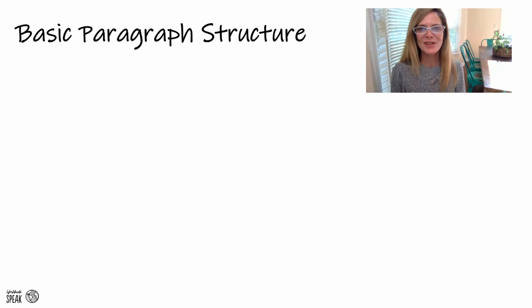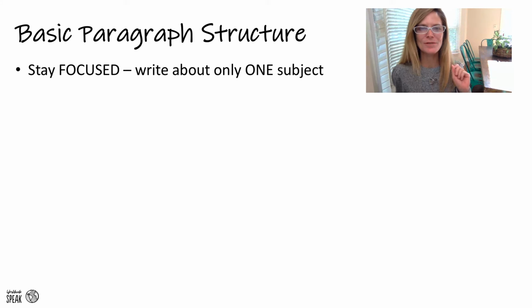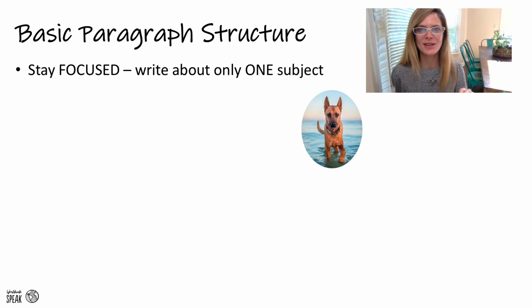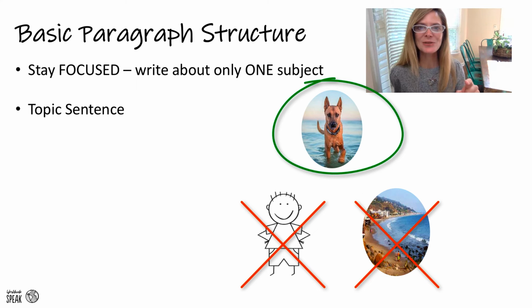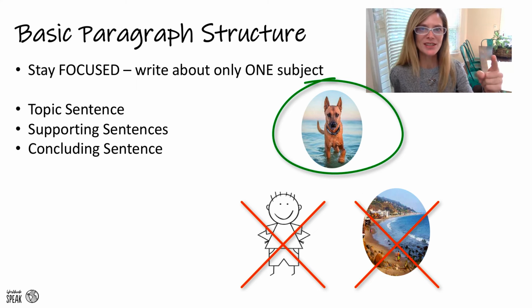Okay, my friends, there you have it, the basic paragraph structure in English. Remember, we're only going to focus on one thing per paragraph, like the good paragraph about my dog, not the bad or confusing paragraph that talked about my brother and my sister and beaches in California and my dog. That was a disaster. We're only going to focus on one thing. And then you need the three pieces: the topic sentence, the supporting sentences, and the concluding sentence. And that's it. Now you have the formula. You know how to write a basic paragraph in English.